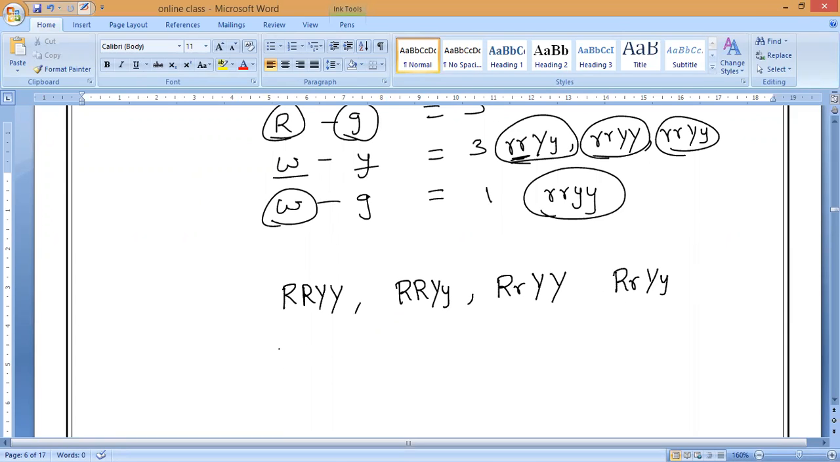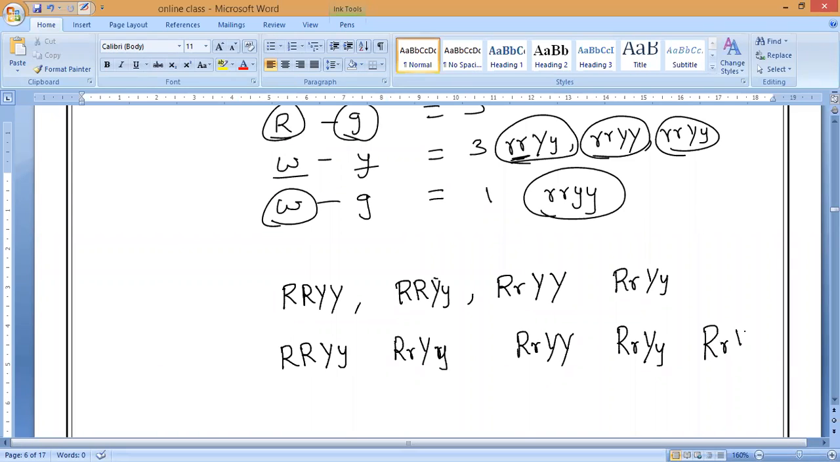Next one: capital R, again capital Y, small y. Next: capital R, small r, capital Y, small y. This is the next. Next, what will come? Capital R, small r, capital Y. Only this will come. Next one: capital R, small r, capital Y, small y. So totally how many? 1, 2, 3, 4, 5, 6, 7, 8 over. Now the last one is present. Again the same thing: capital R, small r, capital Y, small y.